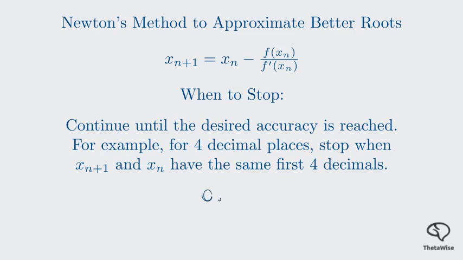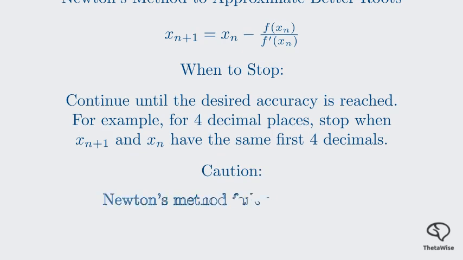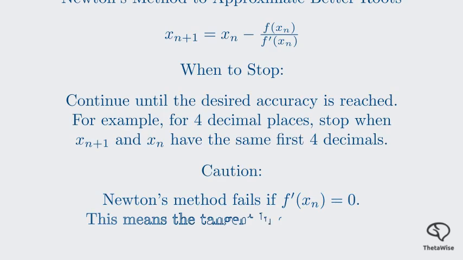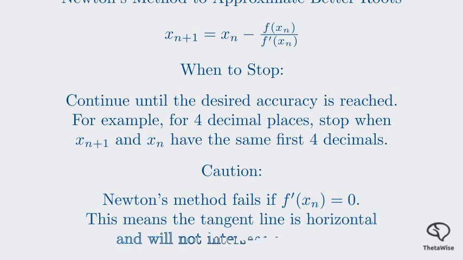A quick word of caution. Newton's method can fail if the derivative f prime of x is equal to 0 at any point xn. This is rare, but it means the tangent line at that point is horizontal, so it will never intersect the x-axis to give us the next approximation.